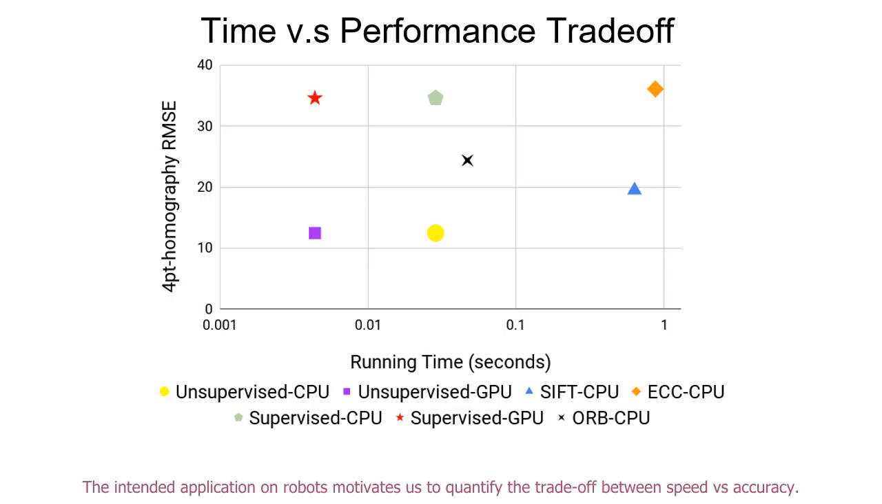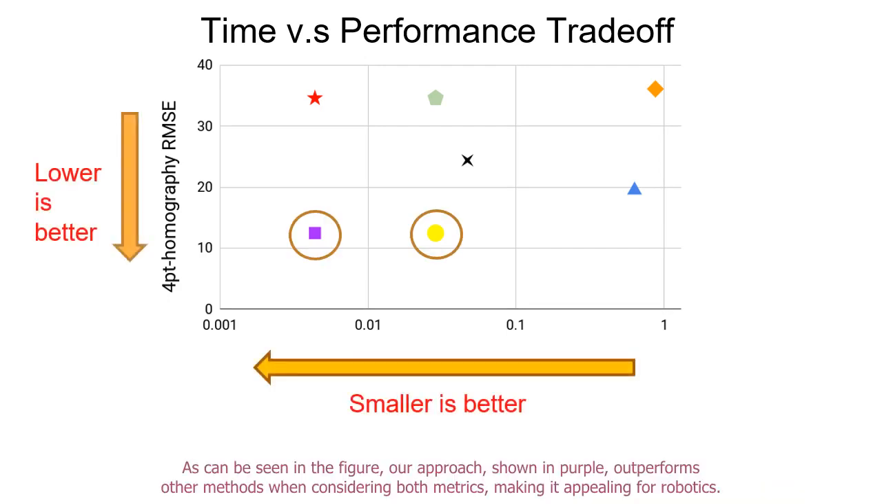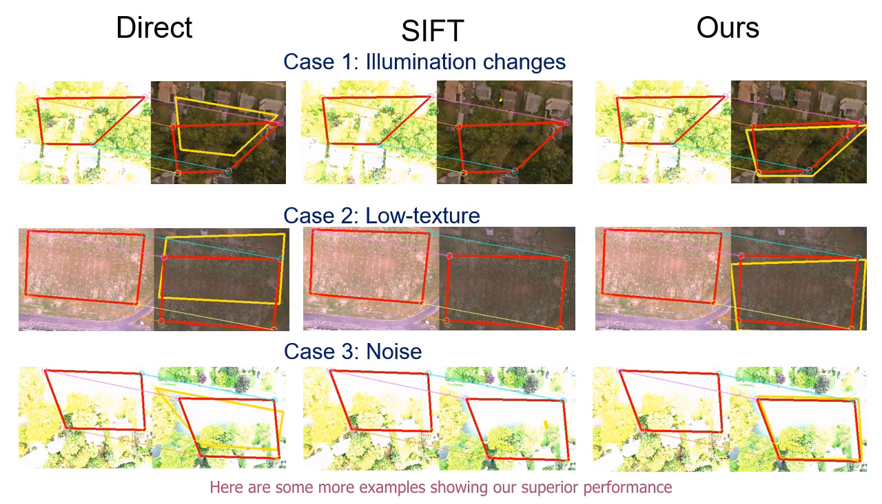The intended application on robots motivates us to quantify the trade-off between speed versus accuracy. As can be seen in the figure, our approach, shown in purple, outperforms other methods when considering both metrics, making it appealing for robotics. Here are some more examples showing our superior performance versus the traditional methods in an aerial image dataset.